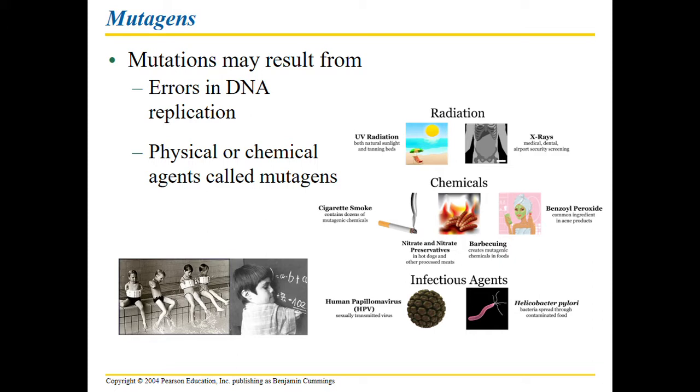So we do have these checks, but we also have chemical and physical agents called mutagens that increase the rate of mutation. So you can just read through some of these examples right here. This is an example of some kids that were born with mutations caused by anti-nausea medication their moms were taking back then while they were pregnant. Pretty scary.